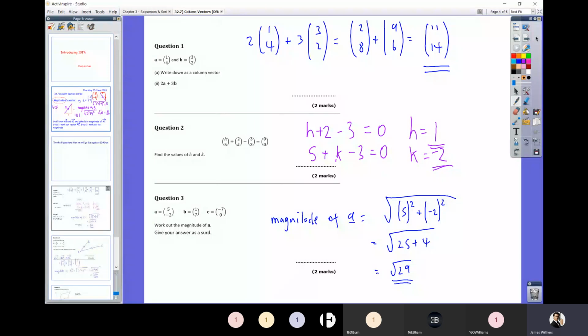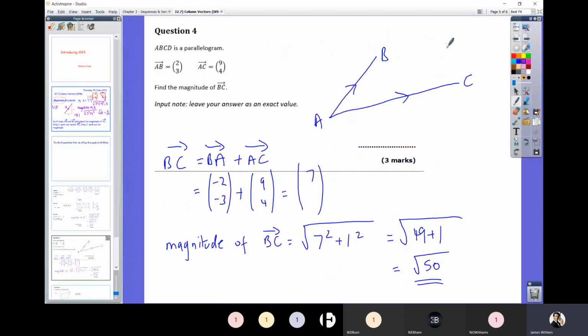Of the one person I saw who got question 3 wrong, do remember, of course, -2 all squared is +4. So you're getting the square root of 29, not the square root of 21. Right, I wanted to spend our time on question 4 and question 5.